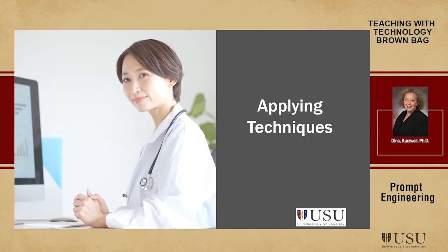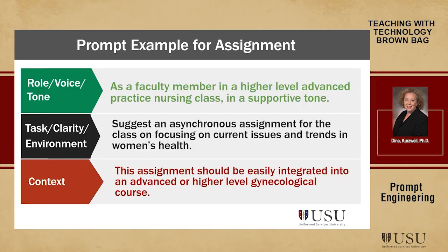So let's apply some of these techniques and think about how this could happen. So what makes an effective prompt? Well, clarity ensures that the AI understands the request. Context provides the necessary background information. The objective clarifies the expected outcome, and the constraints in the context define the boundaries.